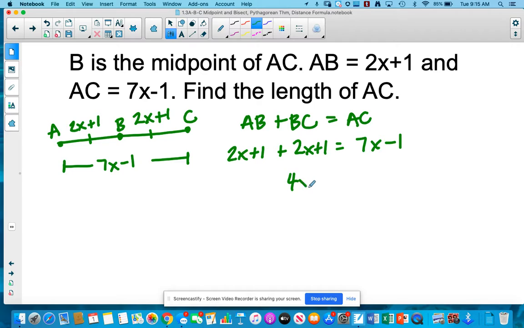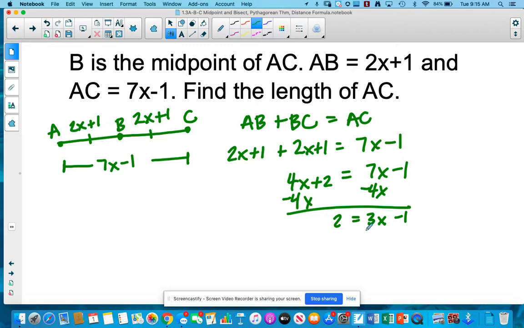2x plus 2x gives you 4x. 1 plus 1 gives me 2. Bringing down the right side, so I'm going to go ahead and subtract 4x on both sides because that will leave me with a positive x value. Now, still combining like terms, I'm going to add 1 on both sides, and I get 3 equals 3x. Divide by 3, and I have x equals 1.